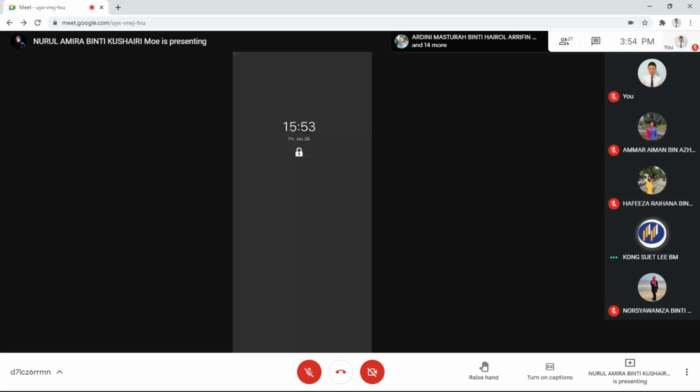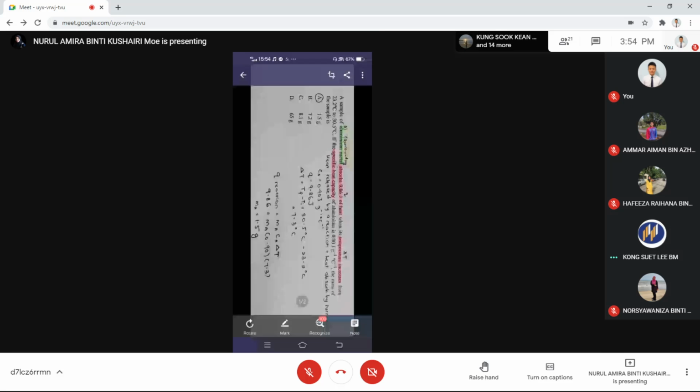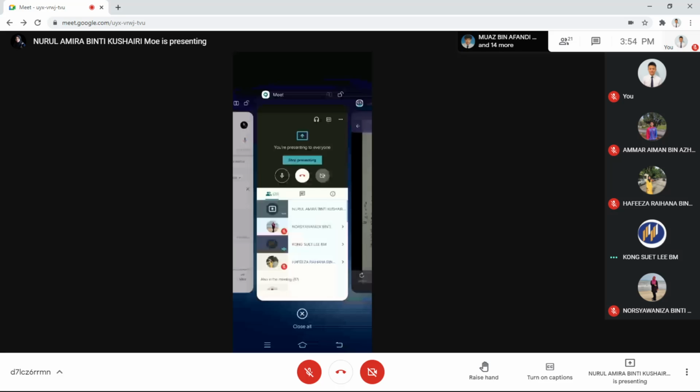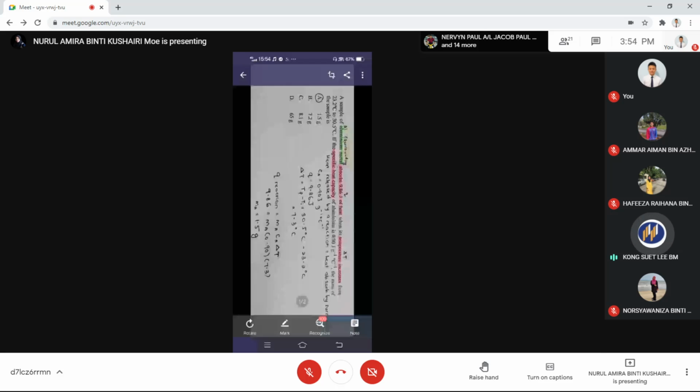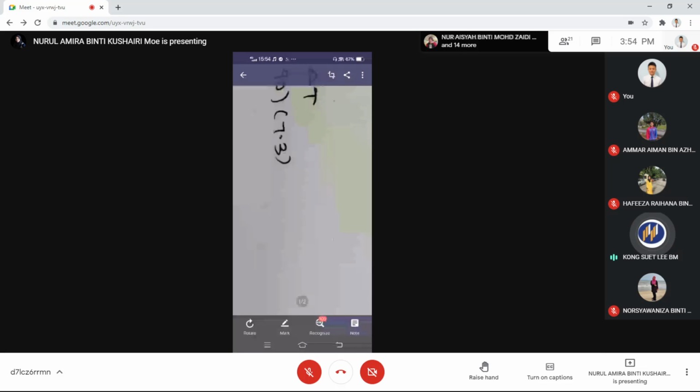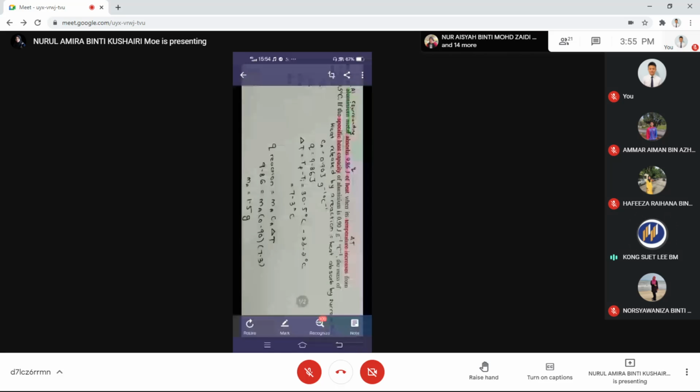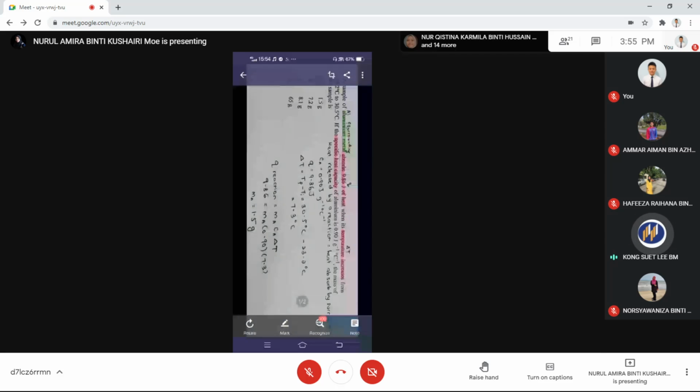Yes, madam. Everyone can see, the delta T is exactly 7.3 degrees Celsius. Then apply mc delta T, so the mass is 1.5 gram. So the answer is A. 1.5 gram. Yes. Okay, correct. Question number 6.